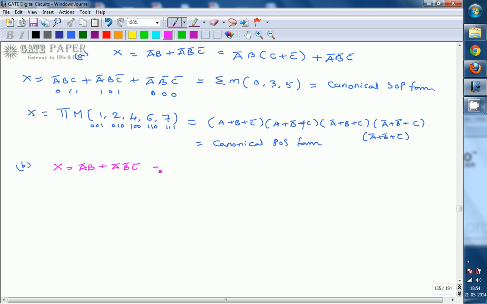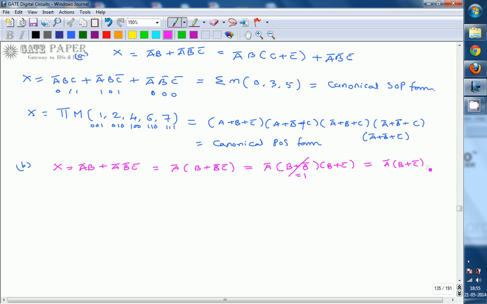So first of all you minimize this one. Whenever you are minimizing, you can take a bar common, so that it will be b plus b bar c bar, and then b plus b bar c bar can be written as b plus b bar into b plus c bar. Since b plus b bar is equal to 1, you can write it as a bar multiplied by b plus c bar. So a bar into b plus c bar is the expression you are going to get. This is the minimized expression for x.